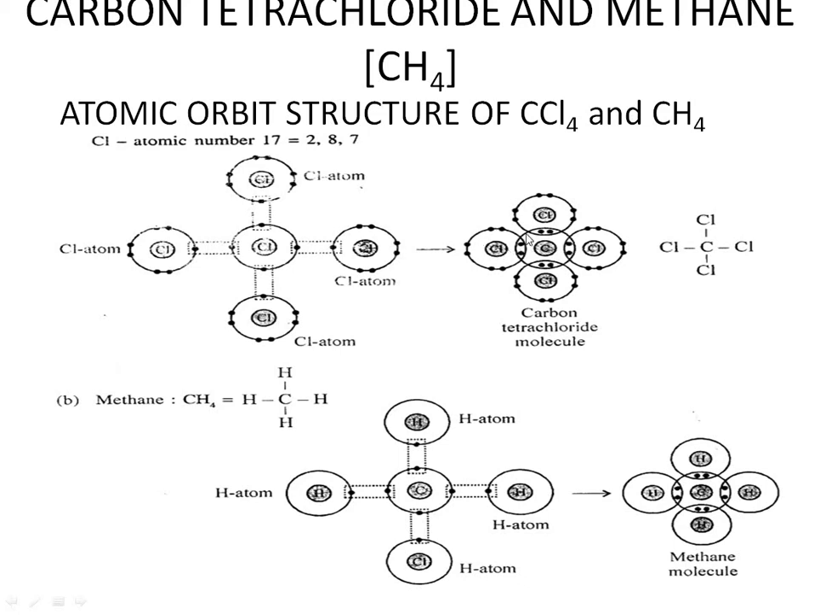In the next diagram it has been shown how it has been sharing those 2 electrons. So for carbon 1, 2, 3, 4, 5, 6, 7, 8. For chlorine 1, 2, 3, 4, 5, 6, 7, 8. The other chlorine also 8 electrons. Here also 8 electrons.